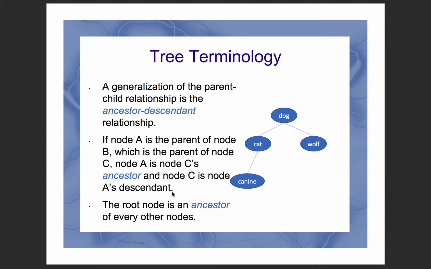So what about the root node? The root node is an ancestor of every other node. Since a root node doesn't have any predecessor, it doesn't have any ancestor or parent, so it basically generates all other nodes. So you can say the root node is an ancestor of every other node. So dog is an ancestor of cat, wolf, and canine. And all other three nodes, canine, cat, and wolf, are descendants of dog.